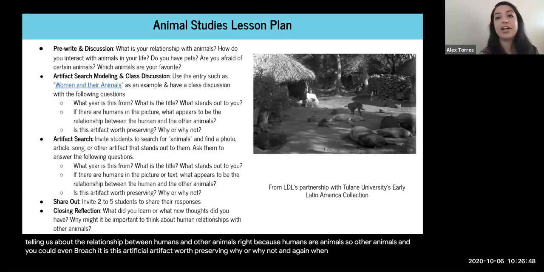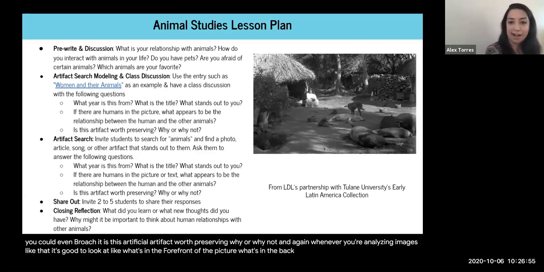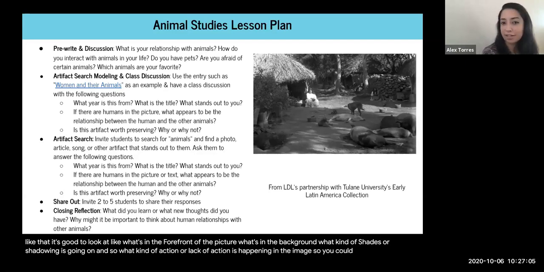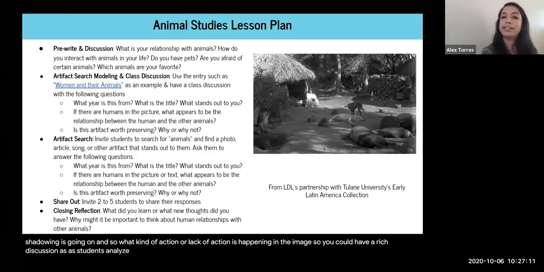And again, whenever you're analyzing images like that, it's good to look at what's in the forefront of the picture, what's in the background, what kind of shades or shadowing is going on. And so what kind of action or lack of action is happening in the image. So you could have a rich discussion as students analyze this image.